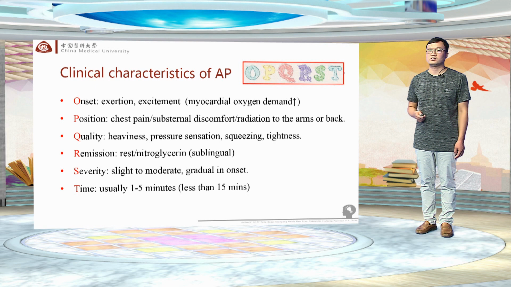Q, quality. The patients usually feel heaviness, pressure sensation, squeezing, or tightness. R means remission. The chest pain can be relieved by rest or nitroglycerin. S, severity, usually slight to moderate. T, time, usually 1 to 5 minutes.